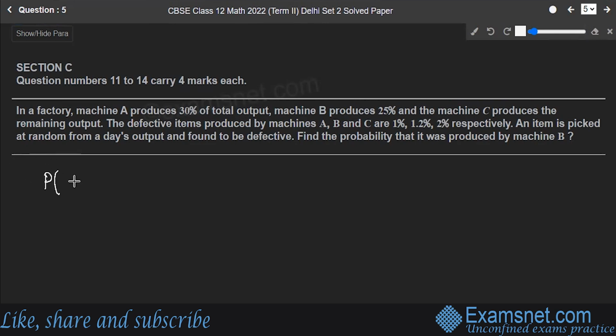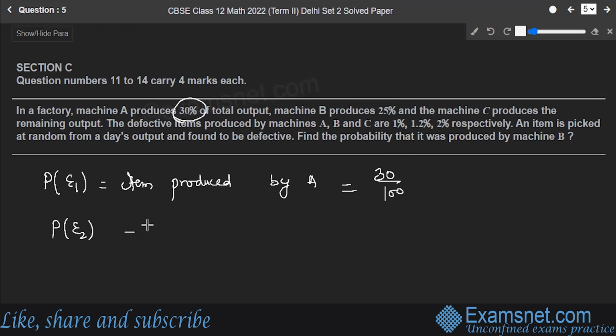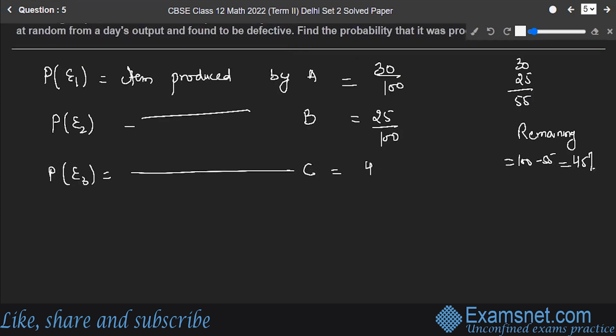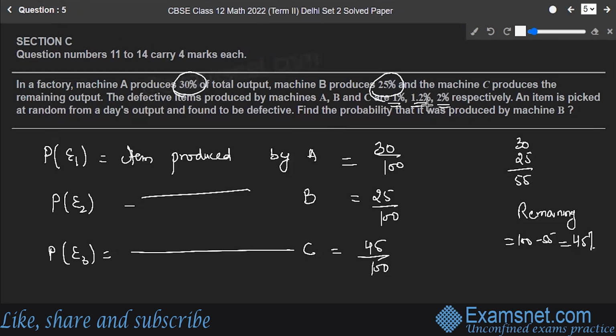Okay. So first of all, if I say probability E1 represents item produced by A, right? So A produces 30%, which means it is equal to 30/100. Similarly, P(E2) represents item produced by B, which is equal to 25%. And probability E3 is item produced by C, which is the remaining. So 30 and 25, this is 55. Remaining is 45%, so this is 45/100. Now, the probability of A upon E1 is equal to 1/100. For the defective, it's given. For B, it's 1.2, and for C, it is 2%.